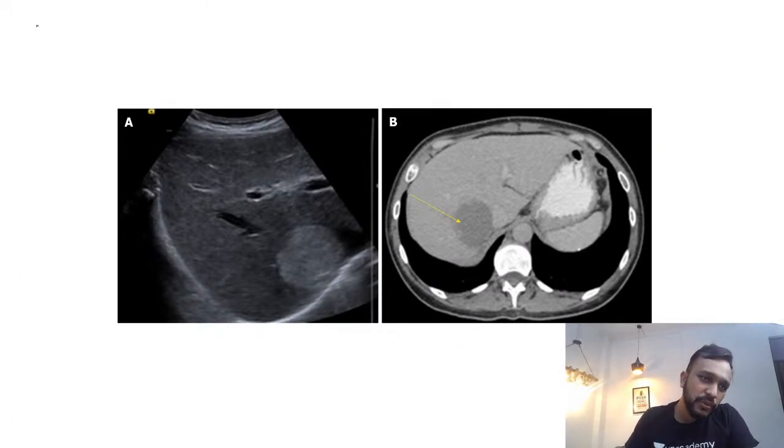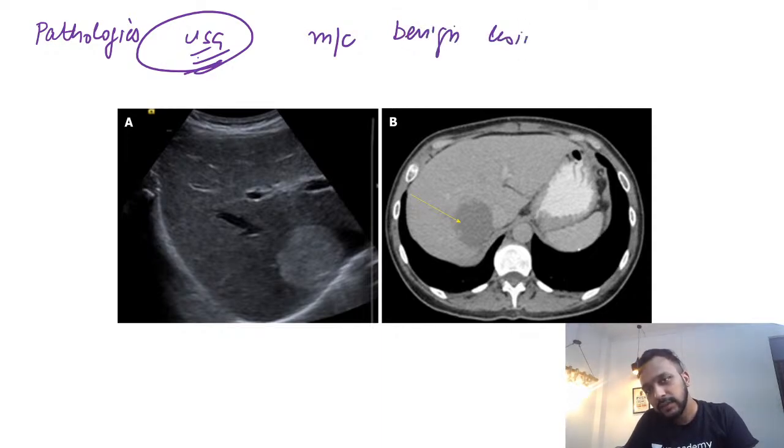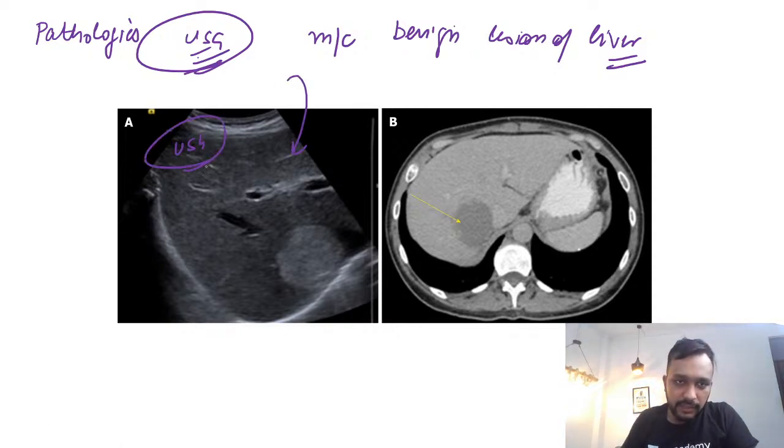Now I'm going to show you a few pathologies, okay, how they are going to look on the ultrasound as well as CT. So guys, beginning with the most common benign lesion of the liver, guys, what do you see here? This is an ultrasound image.